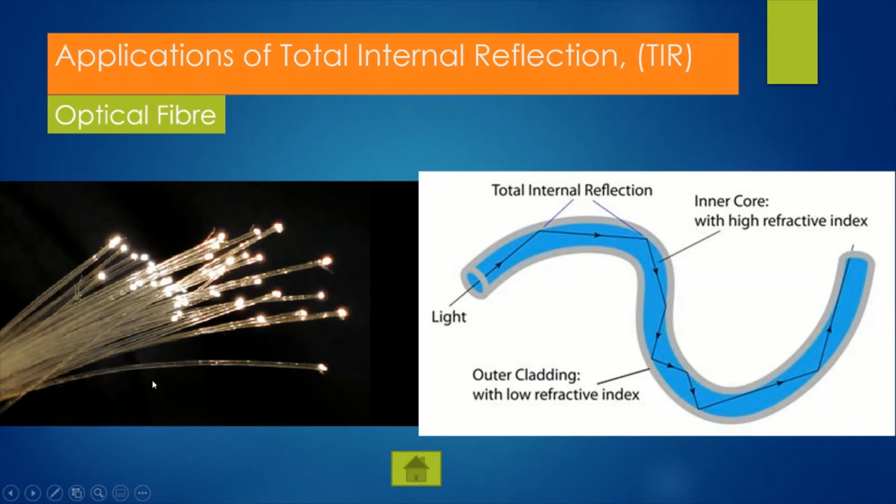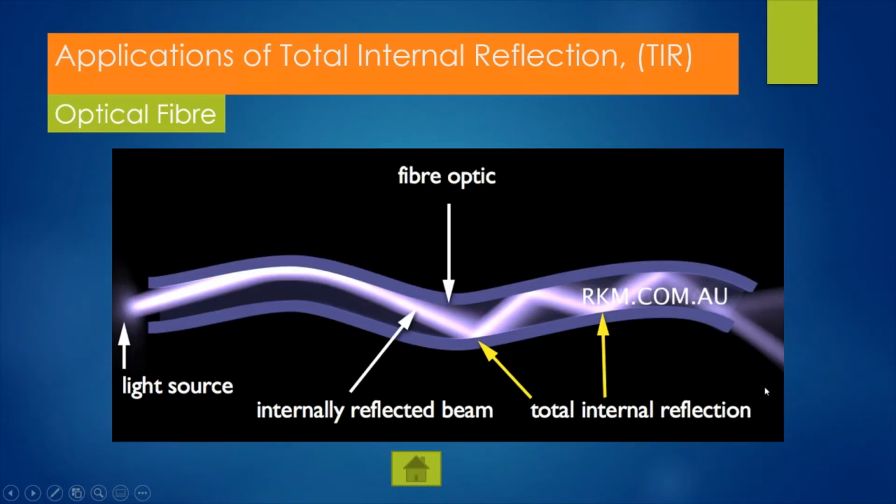All right, this is how optical fiber looks like. It is made of two layers of material: an outer cladding and an inner core. The inner core has a higher refractive index than the outer cladding. So when light enters, because it is traveling from a denser to a less dense medium, total internal reflection takes place repeatedly until finally it's refracted out. So it is only bright at the end here. No light is refracted out in between. Light undergoes total internal reflection repeatedly until it comes out at the other end.